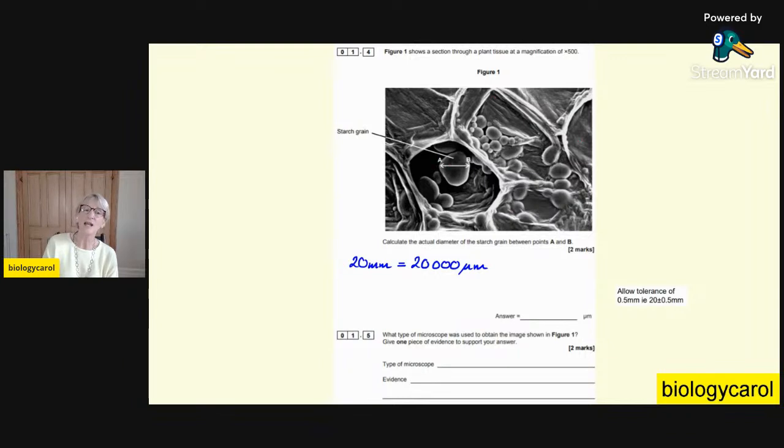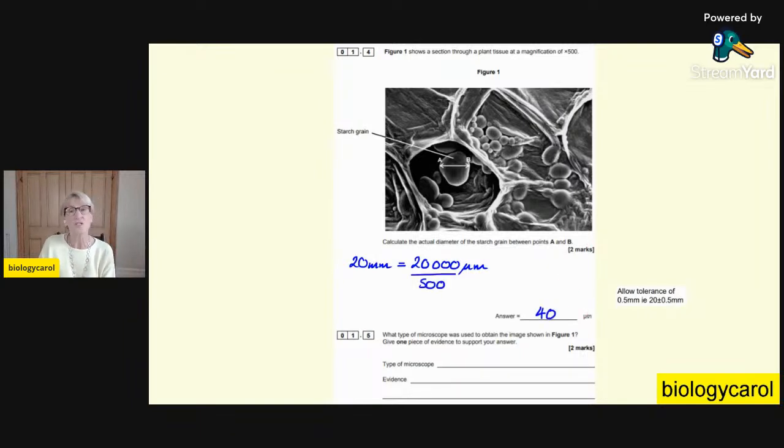But of course, that's the size of the picture, the image. So we need to divide it by the number of times that image has been magnified to get the actual distance across that starch grain.